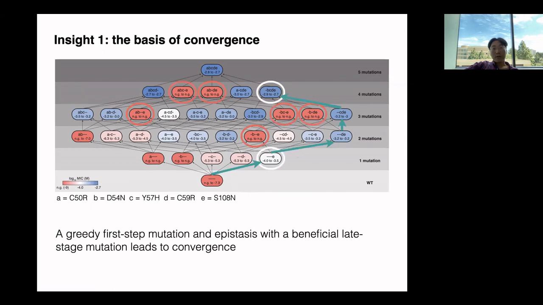So we use this information to make a couple of insights on what our actual evolution experiments were doing, and also to explain this hypothesis that we had about the conflict between S108N and D54N. And so one of the insights that we wanted to make, and that this limited landscape already gave a good explanation for, was why we were seeing a lot of convergence in our experiments. And the convergence has to do with two features.